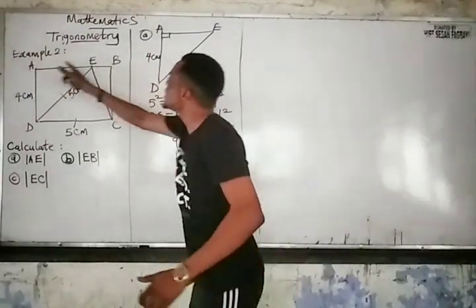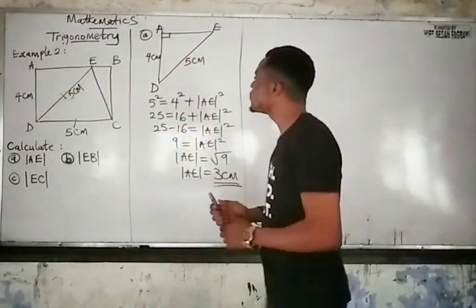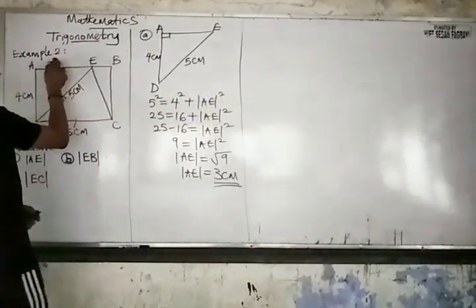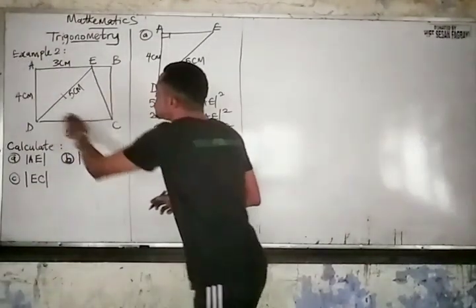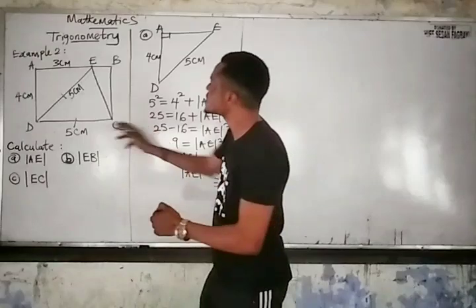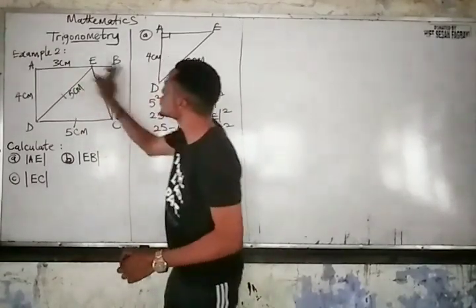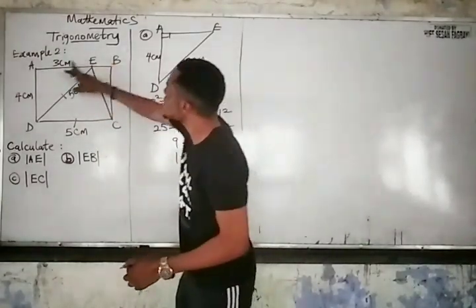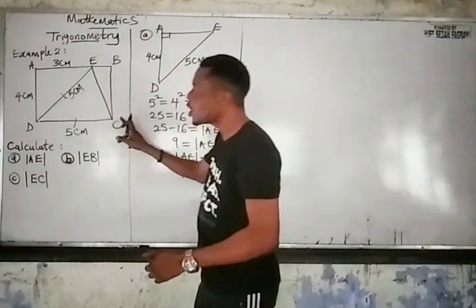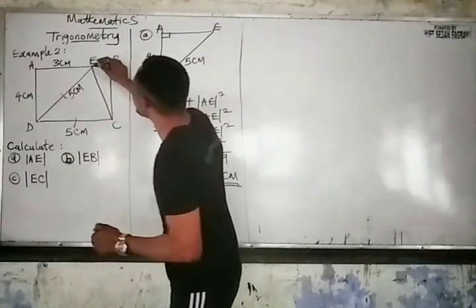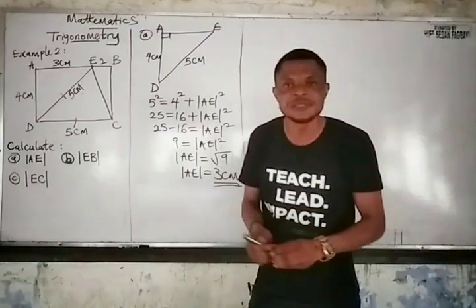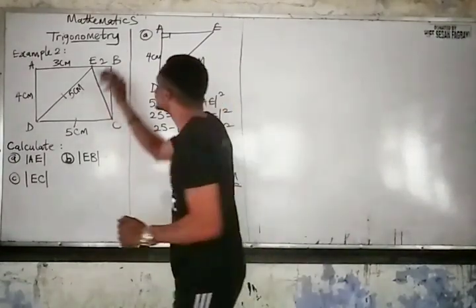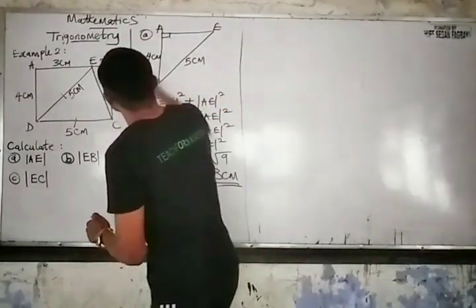Since we have identified the AE to be 3 centimeters, so we have 3 centimeters here given. And from D to C is 5 centimeters. If from here to here is 5 centimeters, so by the time we remove this 3 from the whole of the 5, we are going to have EB equal to 2 centimeters. Easy. We have 2 centimeters here.